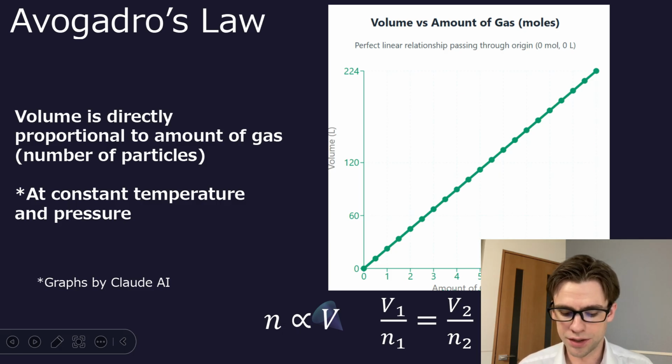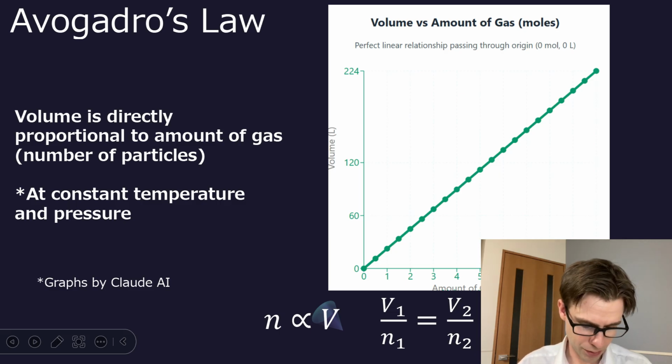So N is directly proportional to V. Amount of gas is proportional to its volume. And we can get the initial and final conditions out of this. V1 over N1 equals V2 over N2. Again, we'll usually get 3 unknowns and solve for the 4th one there. So I think I do have one example of that.